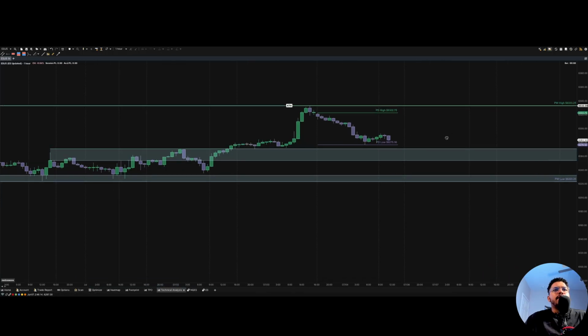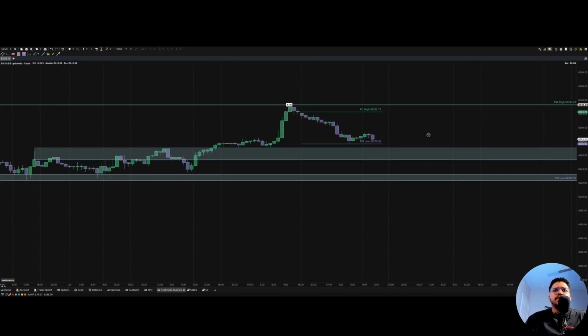As you guys can see, we came near that on Friday. We didn't necessarily reject it, but we came near that zone, and price had a little rally from that zone. So that's another zone that I'll be looking at.